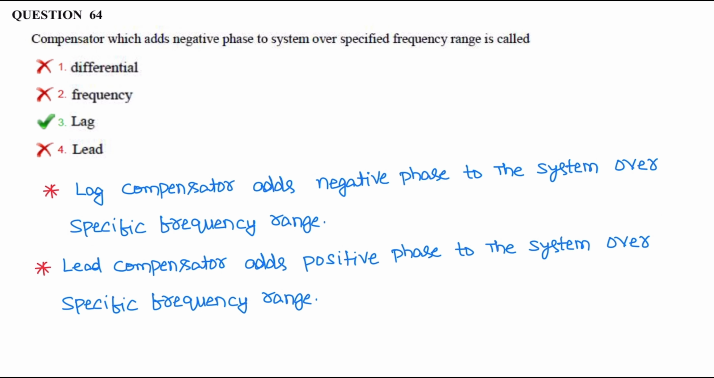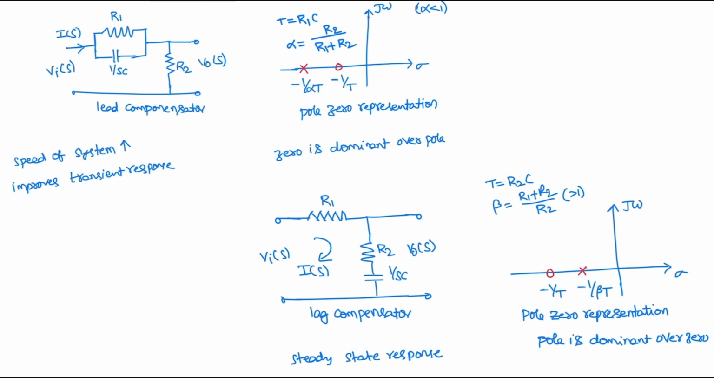Question number 64. The compensator which adds negative phase to the system over a specified frequency range is called. So that is lag compensator. Lag compensator adds negative phase to the system over a specific frequency range. Similarly, lead compensator adds positive phase to the system over a specific frequency range. So here lag and lead compensator circuit diagrams are mentioned.